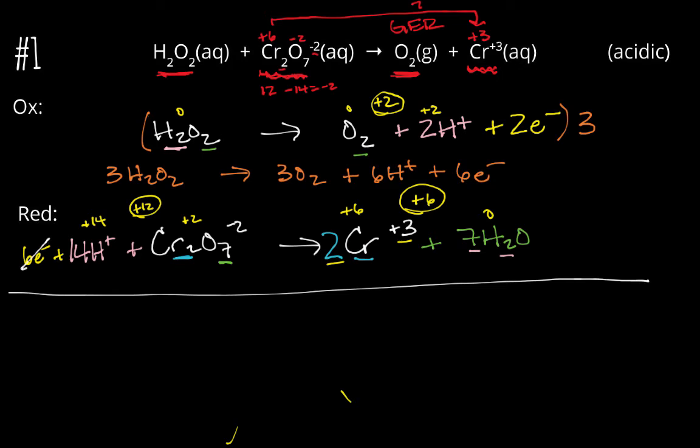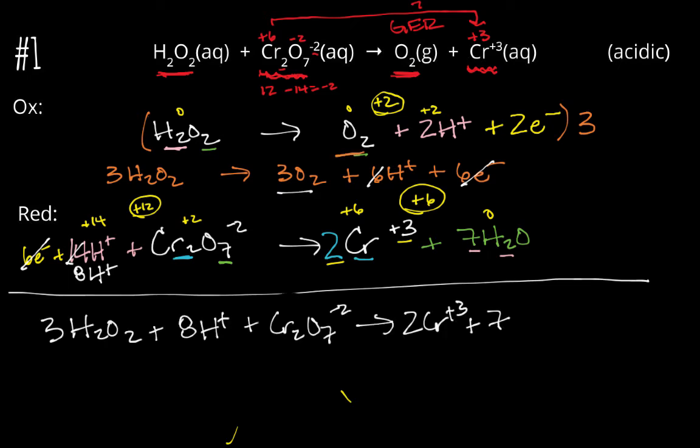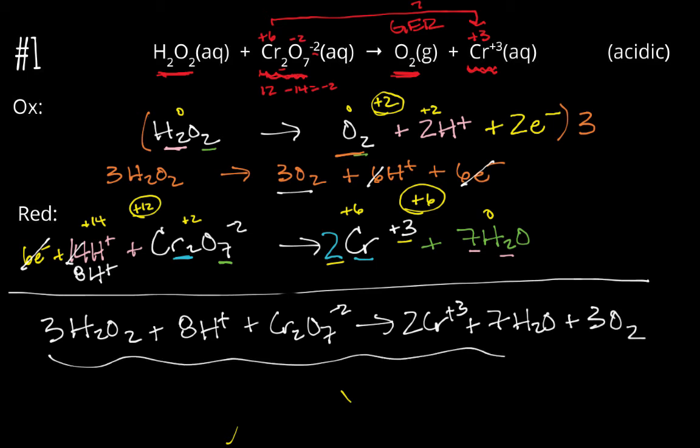The 6 electrons cancel out. I also have 14 H pluses here and 6 up here, so that leaves me with 8 H pluses. And then everything else will stay the same, plus 7 H2O plus 3 O2. So this then would be my final equation.